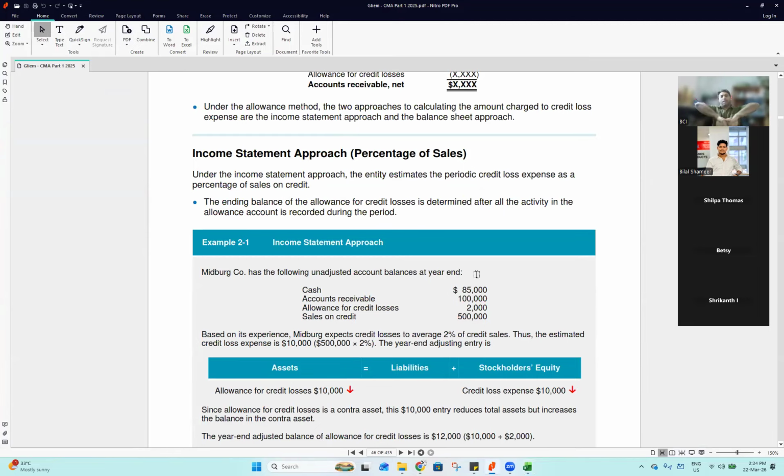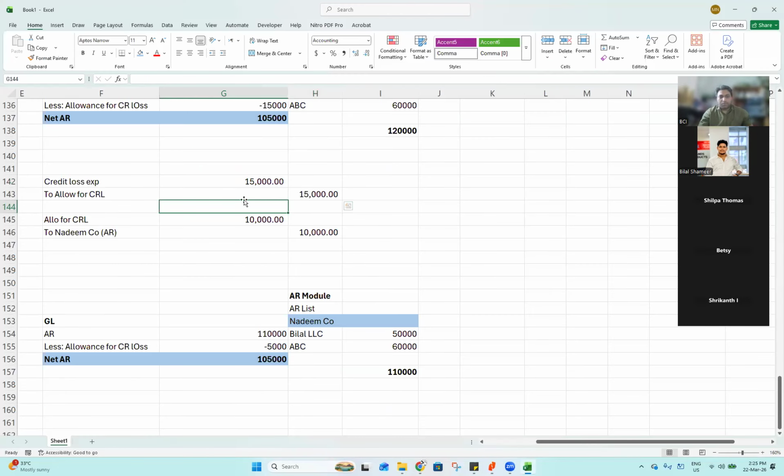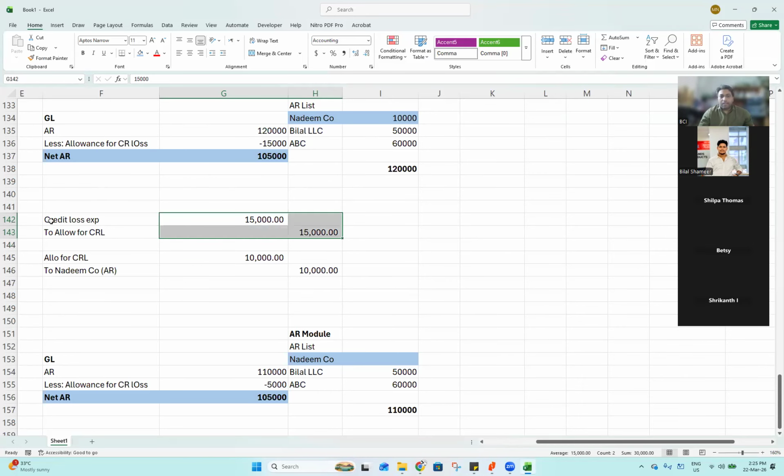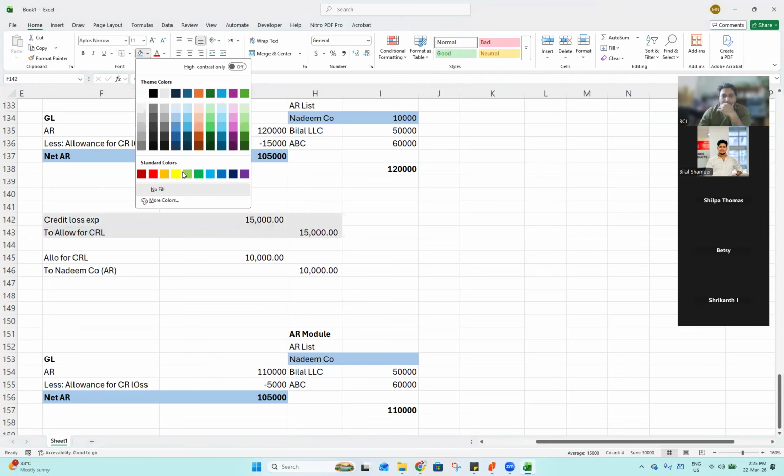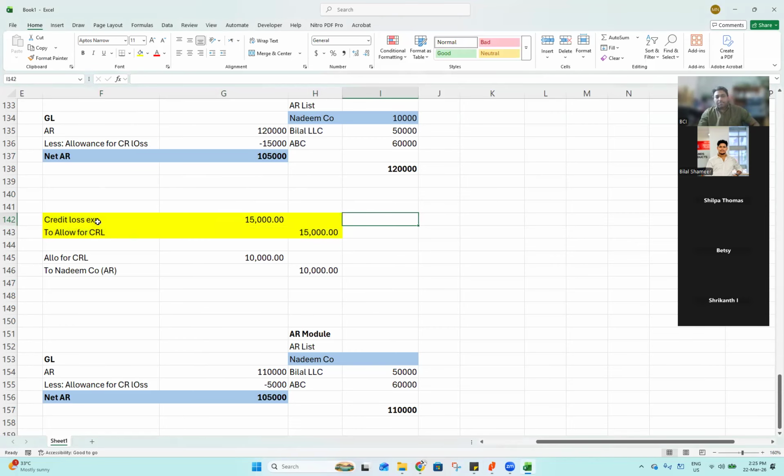Next comes the income statement approach and balance sheet approach. In the income statement approach, the percentage of sales is what we take as the provision. So here we said 15,000 is the provision we are keeping, but how do we calculate this 15,000? What was the basis of this 15,000? This basis could be the income statement approach or the balance sheet approach.